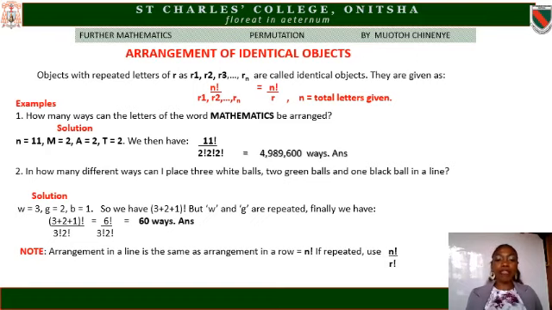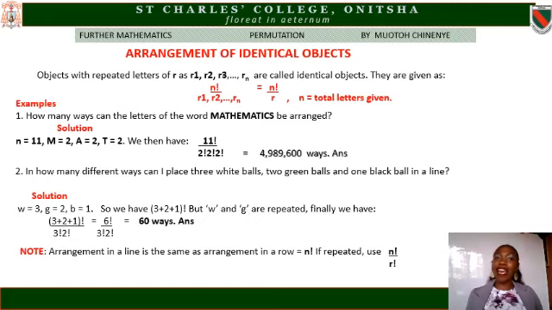Then when you apply the formula above on the screen, you are going to have n factorial over 2 factorial, 2 factorial, 2 factorial at the denominator. When you simplify, you will have 4,999,600 ways.